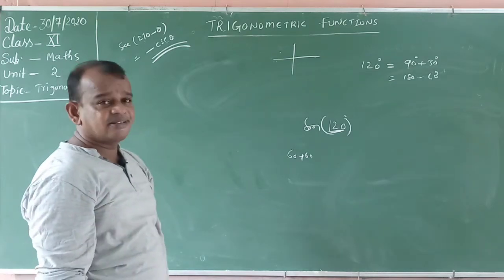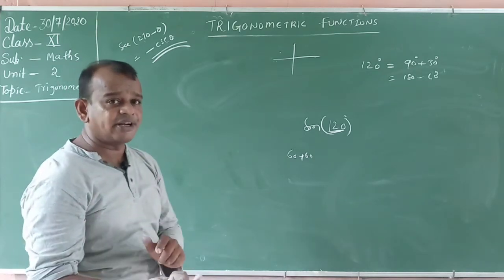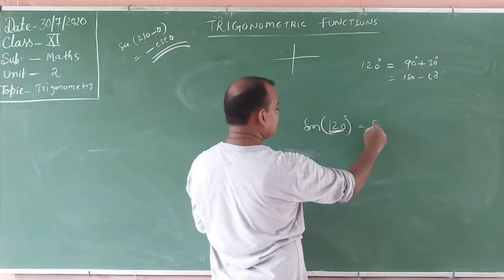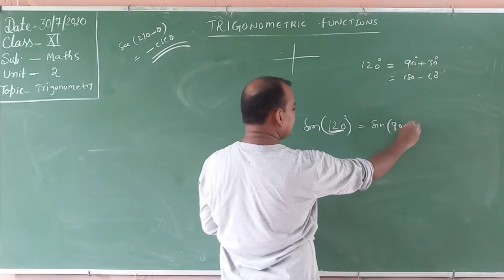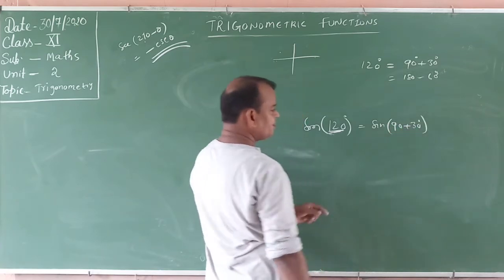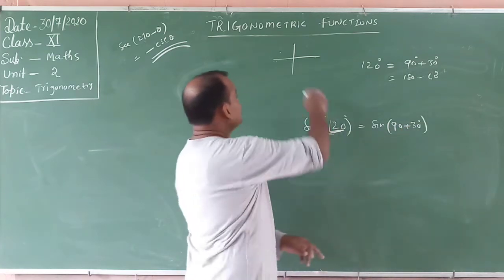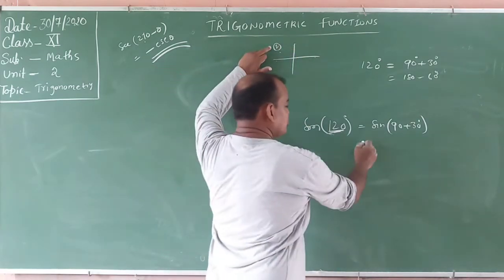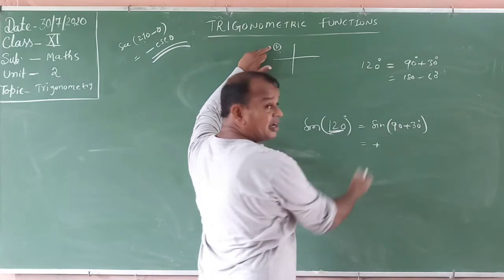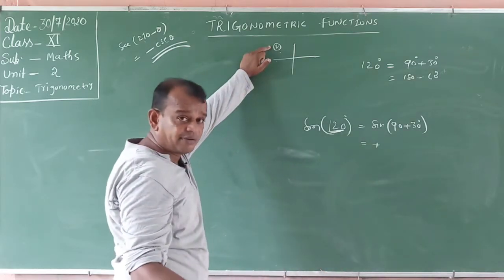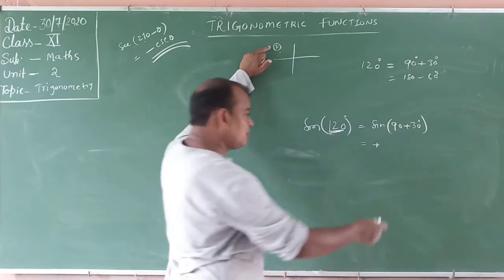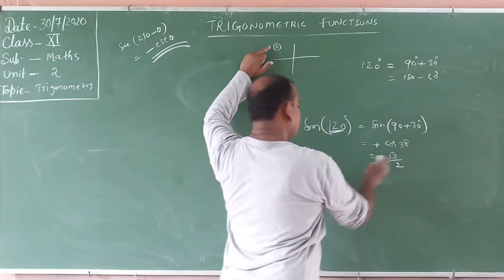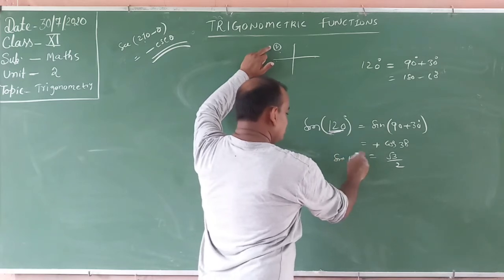120 degrees is written using 90 and 180, the quadrant angles: 90 plus, 180 minus. Now this one, sine of 90 plus 30. Observe that 90 plus theta, which coordinate? Second coordinate. In the second coordinate, what is positive? Sine positive. Yes, sine positive means plus. 90 is there. Whenever we get 90 plus theta, sine will be changed into cos. Cos 30 degrees. What is the value of cos 30? Root 3 by 2. Say yes or no?